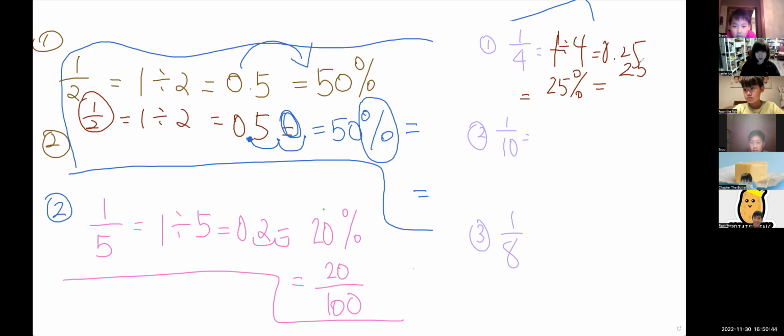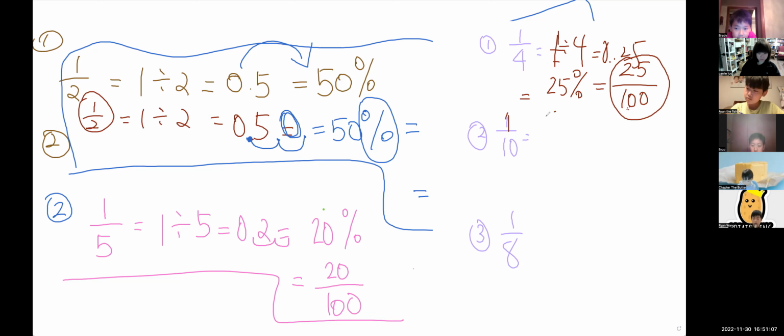25 over 100. Okay, I can tell Ryan didn't take my notes just now. Ryan, did you take notes? If you take notes, as the teacher said, step 1, 2, 3, 4, not one step can be missing. Okay, so I'm going to explain why this is so important. So let's take a look at number 2, 1 over 10.